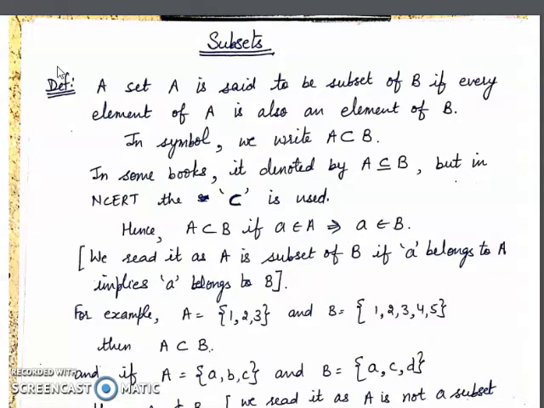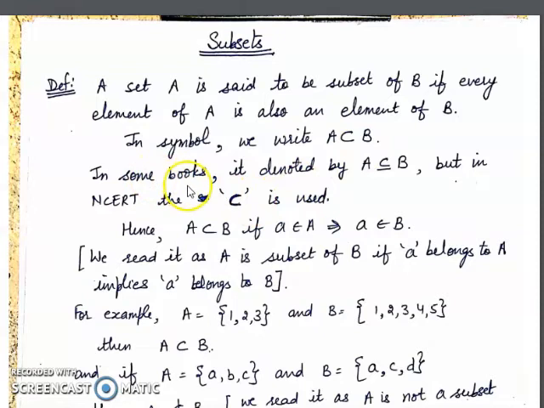Subset. Subset means a set A is said to be a subset of B if every element of A is also an element of B. In symbol we write A ⊂ B, like this, a sleeping C that we can make. This is the symbol of subset and we read it as A is a subset of B.